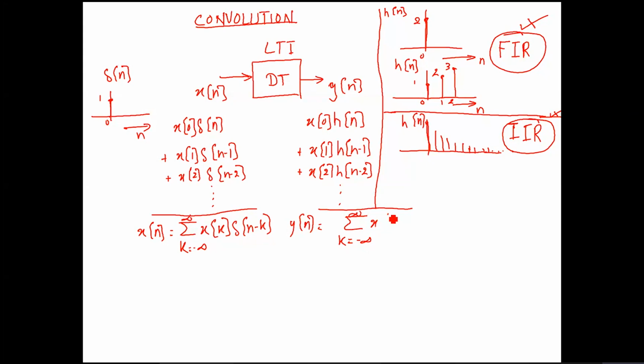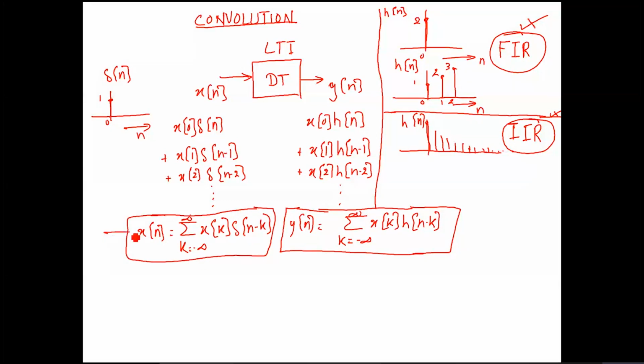And if you sum that up, it would be the sum of, again, the same scaling factor, x of k, and the impulse response h of n minus k. So scaled delayed impulses will result in scaled delayed impulse responses, and multiple scaled delayed impulses will give multiple scaled delayed impulse responses. So this is what we are going to get. This will be the output if we give an input of this shape.